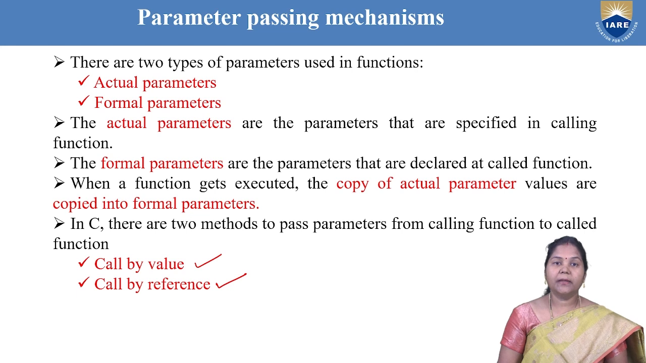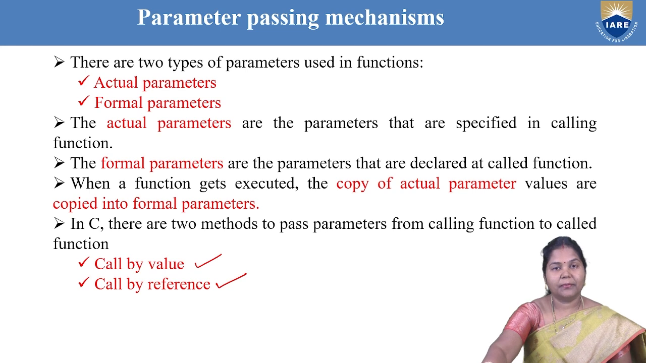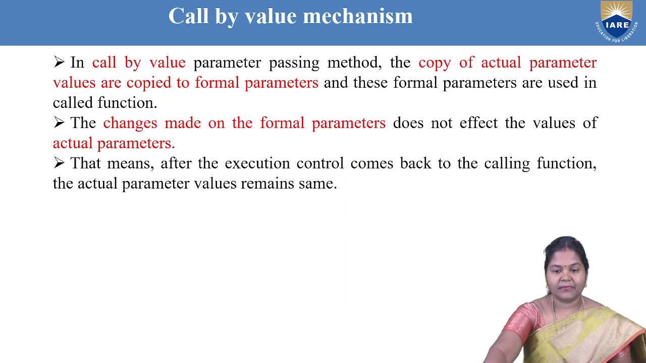So, what are the two types of parameters we are writing? One is called actual parameter and one is called formal parameter. The actual parameters are nothing but the parameters which are specified in the calling function. When that function is called, whatever parameters you are passing are called the actual parameters. When the function receives those parameters, they are called formal parameters. Now, we will understand this concept with the help of examples. Then, how to do the parameter passing, call by value and call by reference, how to use these mechanisms, we will check it. Now, first one is called the call by value mechanism.